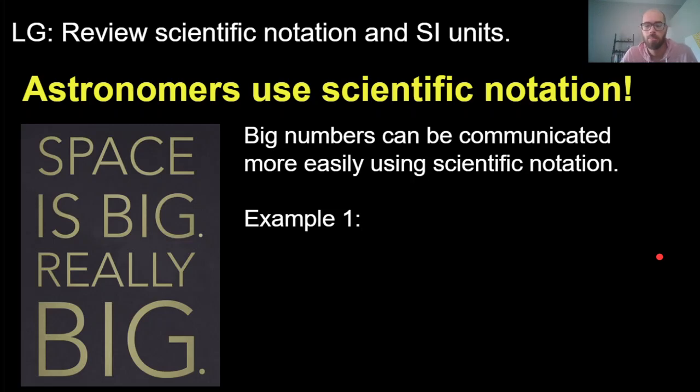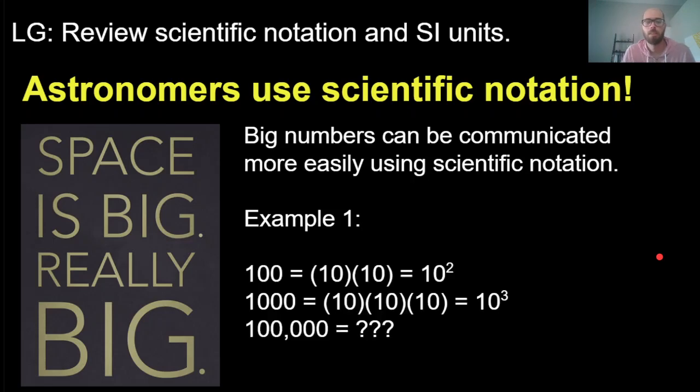So let's take a look at some examples of large numbers and how we can write them using powers of 10 in scientific notation. The number 100 is 10 times 10. So we can write that as 10 to the power of 2, which means we multiply 10 by itself twice: 10 times 10. The number 1,000 can be written as 10 times 10 times 10, or 10 to the power of 3. So we're multiplying by 10 3 times.